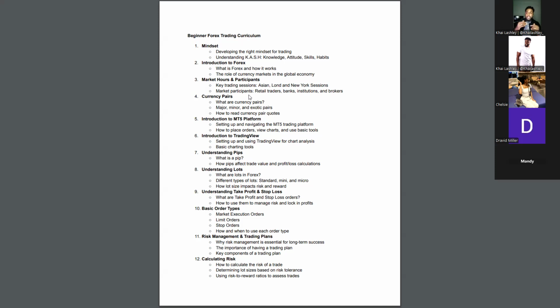From the mindset to the introduction of Forex, to the market hours and participants, to currency pairs. I know some of you might be wondering, what's the relevance of market hours and participants? We're going to talk about that right now. I'm going to show you exactly how it is relevant and why it's important. Currency pairs, we're going to talk about that as well. Introduction to MT5, if we can get through that too, I'll share that with you on this call. We're going to cover a bit now in this session.